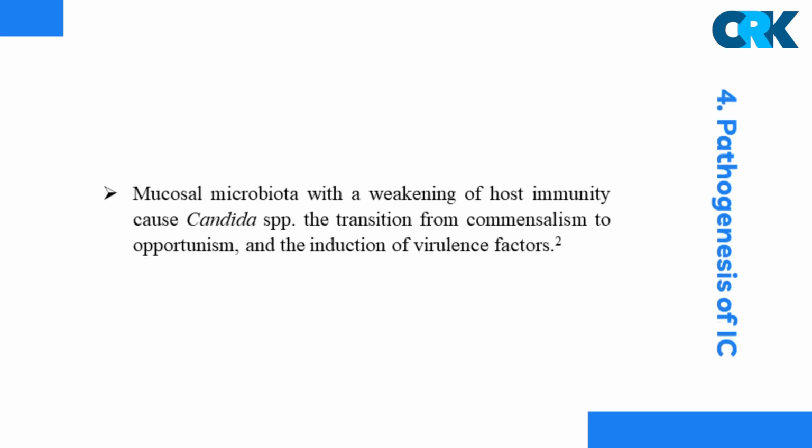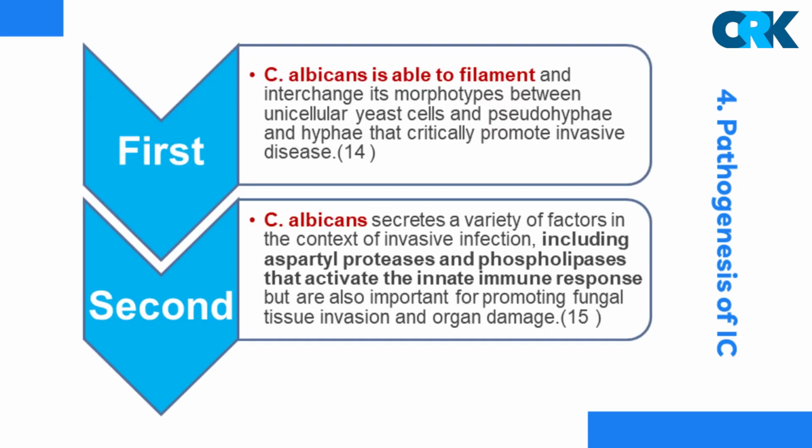When perturbations of mucosal microbiota and/or weakening of host immunity occur, Candida species transition from commensalism to opportunism, which is associated with the induction of key virulence factors. Firstly, Candida albicans is able to filament and interchange its morphotypes between unicellular yeast cells, pseudohyphae, and hyphae, which critically promote invasive disease. Secondly, Candida albicans secretes a variety of factors in the context of invasive infection, including secreted aspartyl proteases and phospholipases that activate the innate immune response but are also important for promoting fungal tissue invasion and organ damage.